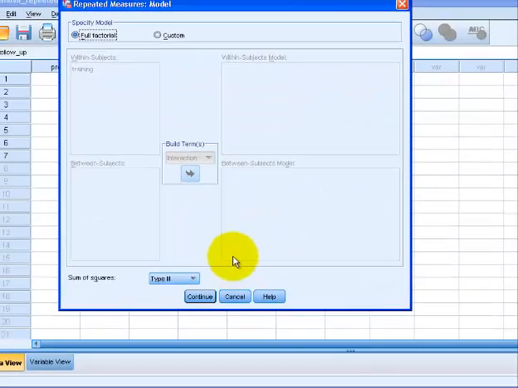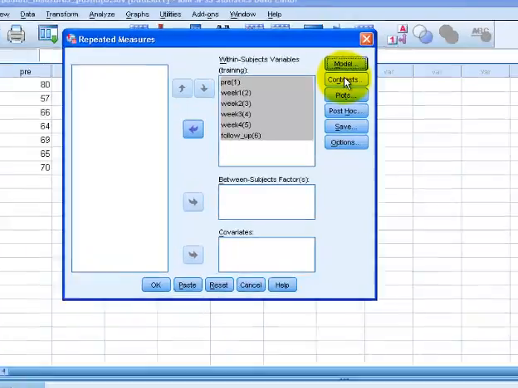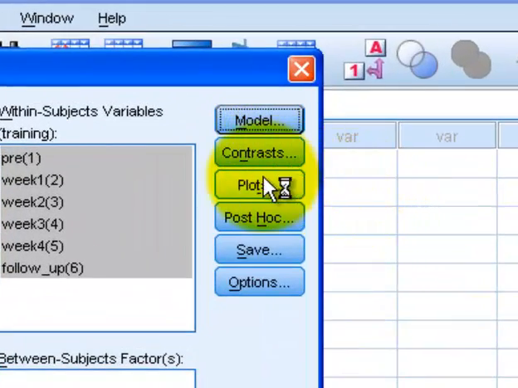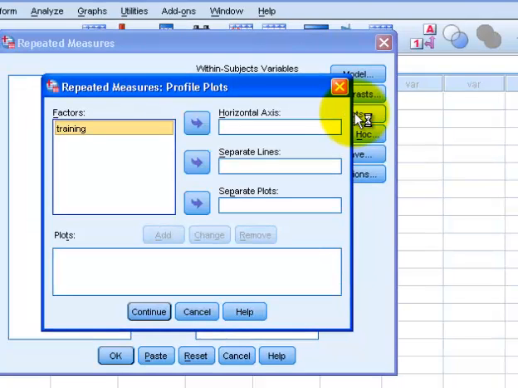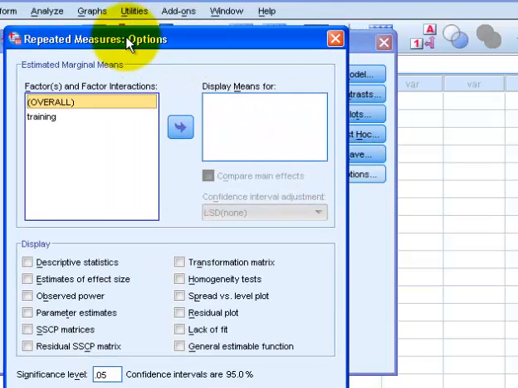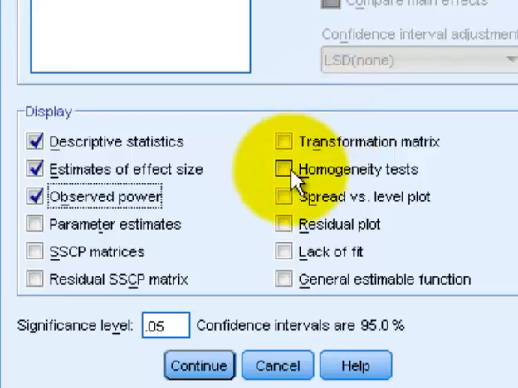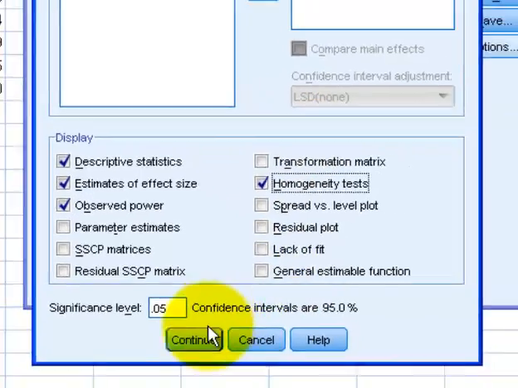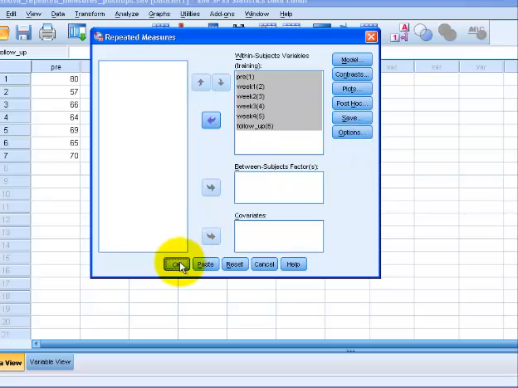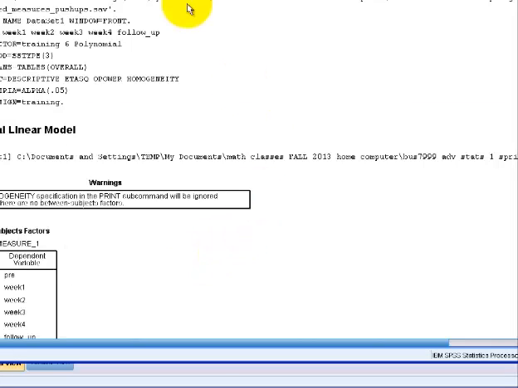Model. We don't need to look at model. It's always a full factorial model until you get into some super advanced. We're not going to be doing any contrasts or plan comparisons. Plots. I don't think we need to look at the plots here. Post hoc tests. No post hoc test options. We should probably always look at the descriptives, effect size, power, homogeneity of variance. Now with the within groups ANOVA, the homogeneity of variance is replaced with the assumption of sphericity.